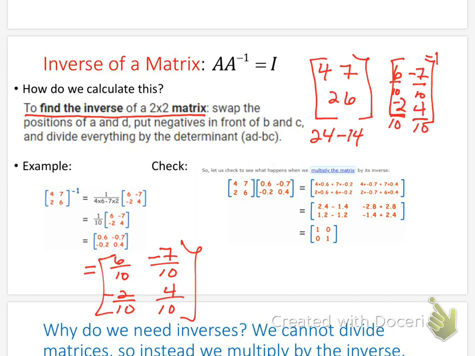Okay, so how do I know if it's correct? They're telling us down here to verify it. If you multiply your initial matrix by your inverse matrix, you will get back your identity matrix. That's how you know you are correct. Then on the next page we're going to talk about how you can possibly use matrices to solve word problems.